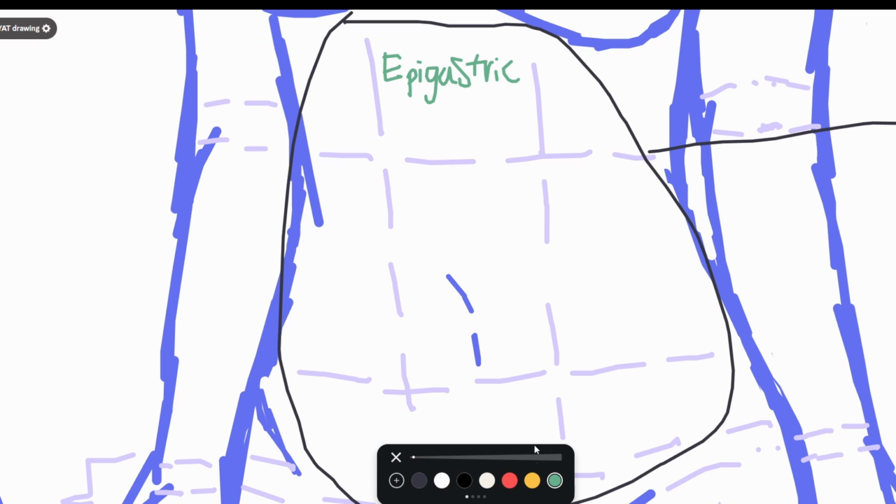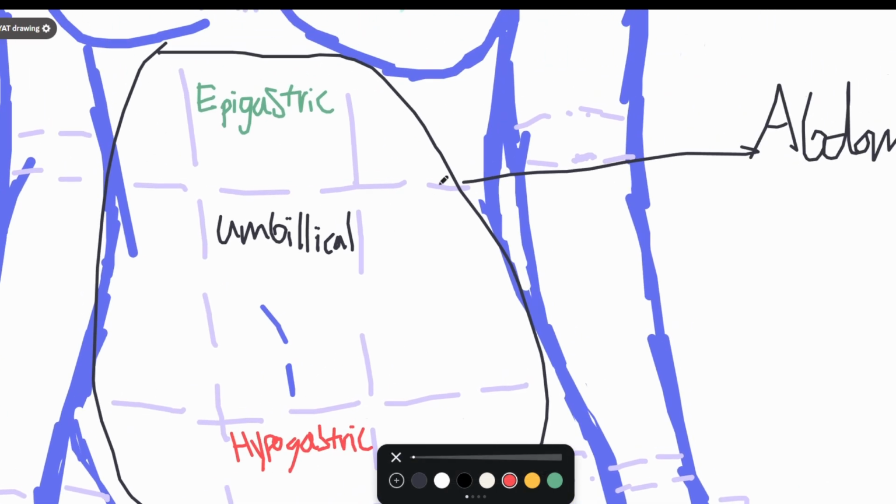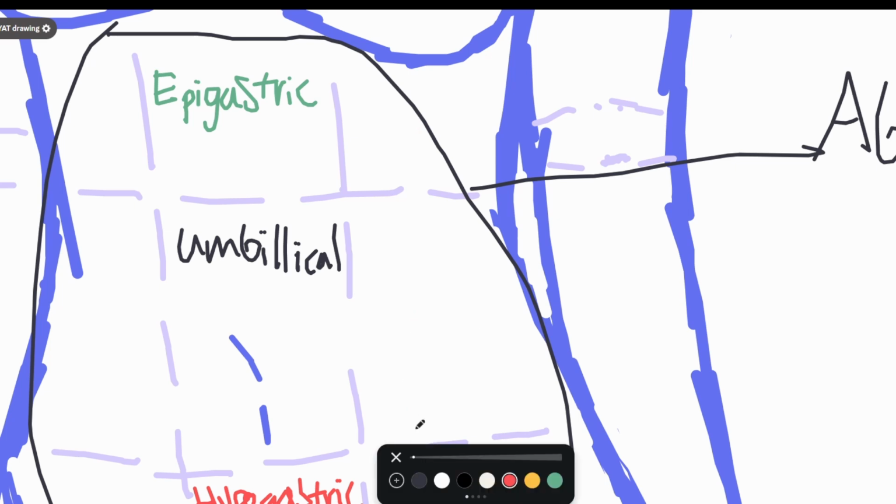And then here you would have obviously your umbilical region, right? Because this is your navel, and this is where your umbilical cord was connected to, right? And just like before, epigastric, down here it's below, definitely way below the stomach. That's called hypogastric region, right?